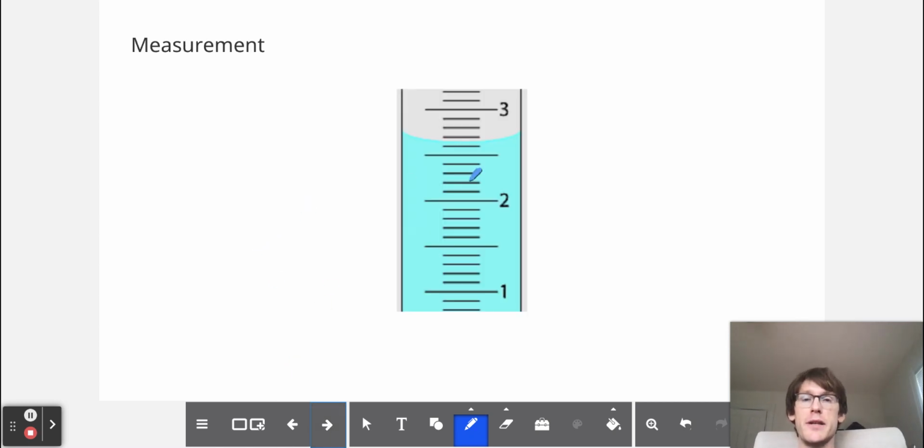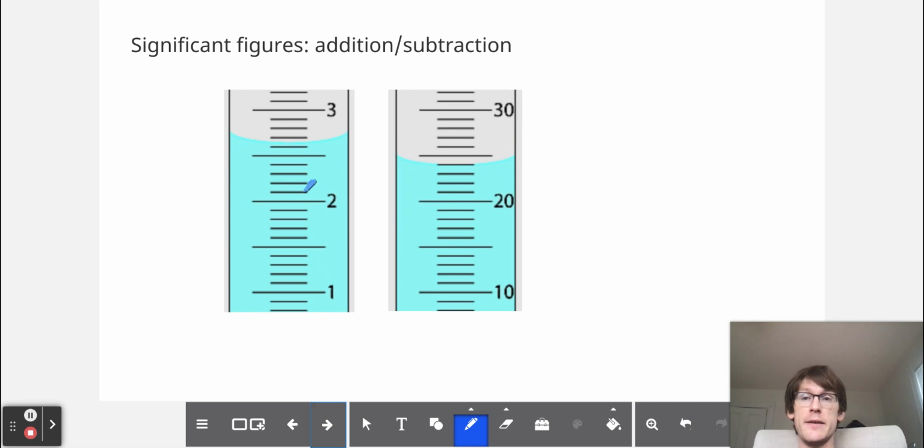Moving on to measurement, you always must estimate one digit past that which you know. I look at this and I see between 2.6 and 2.7, so I can say it's 2.65, 2.64, 2.66. Any of those measurements will be valid.